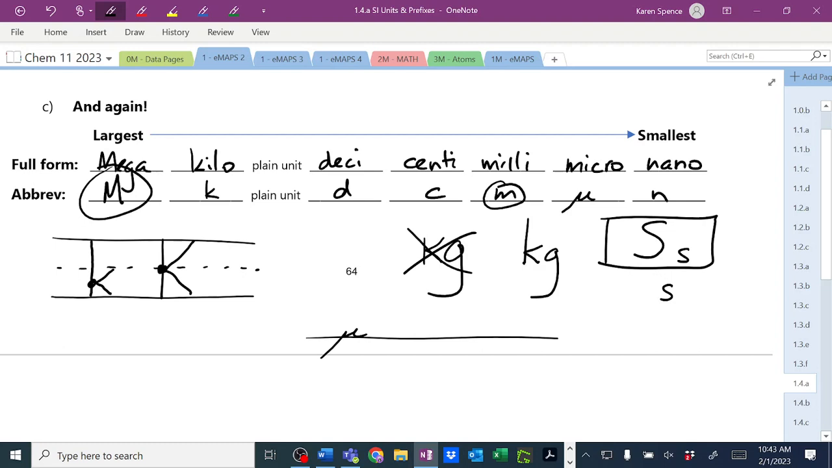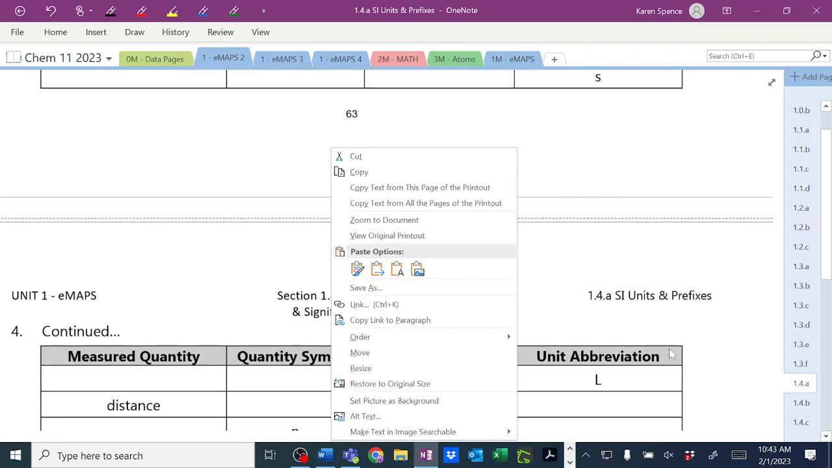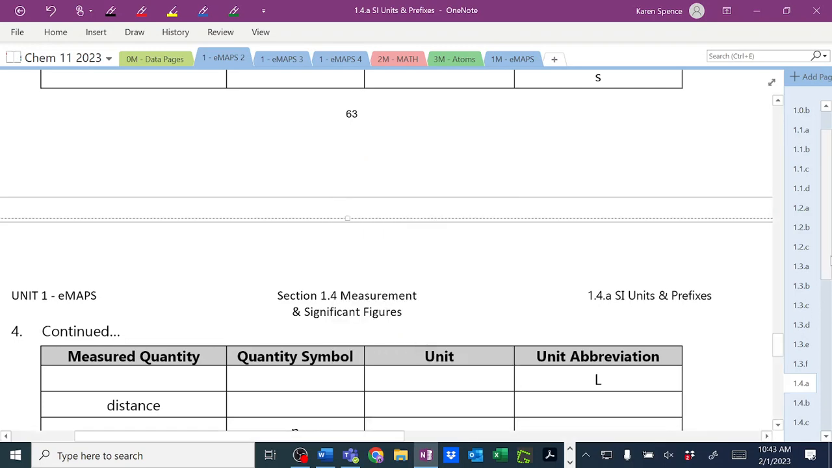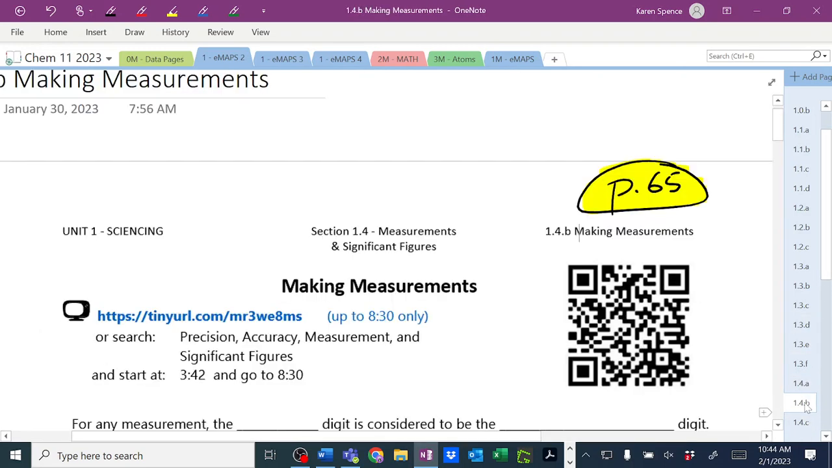Excellent, okay. So if you're practicing for tomorrow's quiz, you can do page 64 already, and that's it for that. We are now going to take a look at 1.4b, which is on page 65.